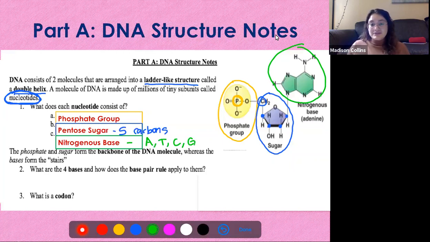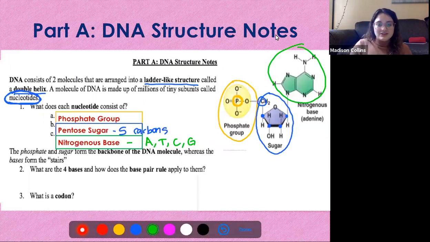But in order to have a nucleotide, you have to have all three of these pieces. We have to have a phosphate group, a pentose sugar, and a nitrogenous base. And these 3 pieces are going to work together to form that double helix of DNA that we've seen before. Okay, so let's look at some more details.